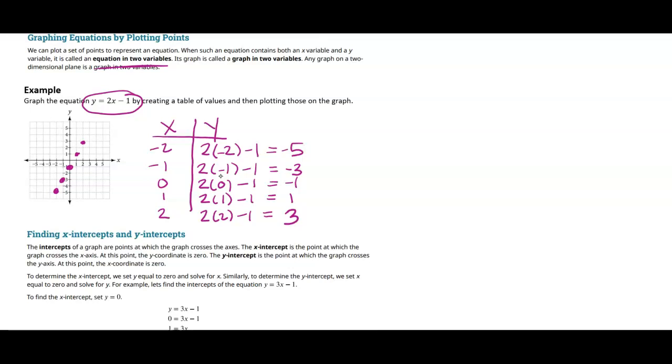Now, if you notice, each time my x increases by 1, my y increases by 2. There's a pattern here. And so I can connect those dots because I can see that there is a pattern in which to connect them. We'll talk more about that type of equation later on in this chapter.